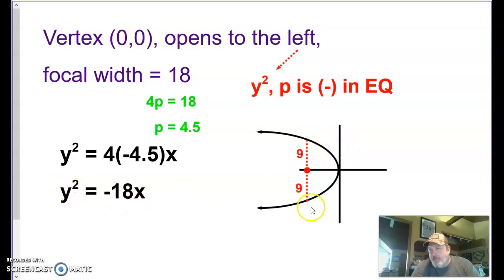Again, you don't have to draw this picture. This is just a visual. Remember, if the whole thing is 18 across, then from here to here is 9. And from the focus this way is 9.